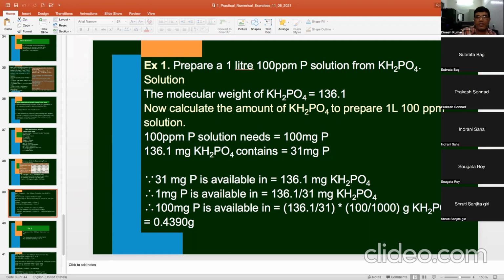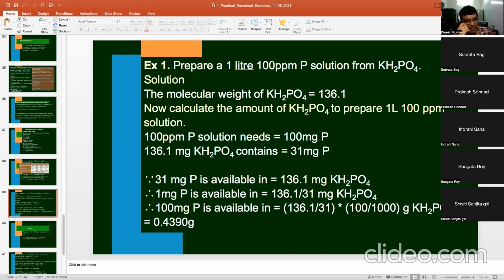So prepare 1 liter 1000 ppm phosphorus solution from KH2PO4. Very frequently prepared by students. They prepare a stock solution, and then from this stock solution, they can prepare working solutions. So now your problem is that you need to prepare 1 liter 100 ppm phosphorus solution. It is not a solution of KH2PO4, it is a solution of phosphorus. So the molecular weight of KH2PO4, you can work it out, 136.1 gram. Now calculate the amount of KH2PO4 to prepare 1 liter 100 ppm solution.